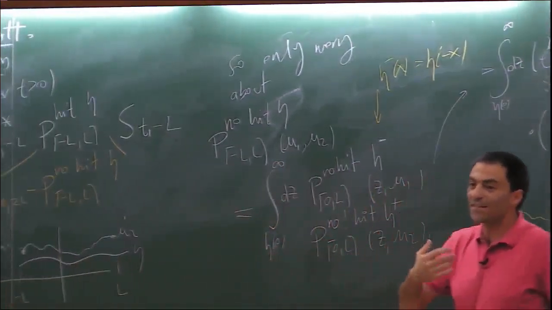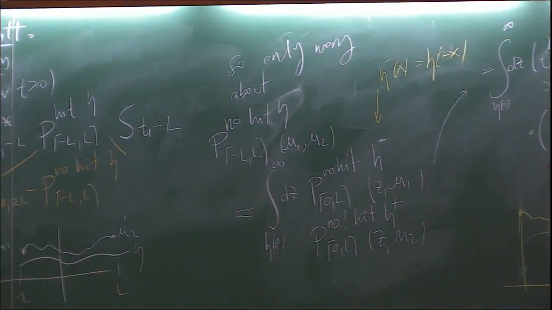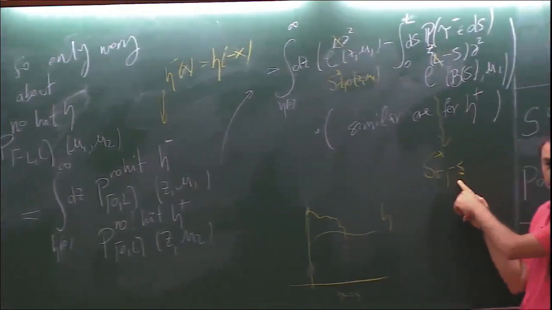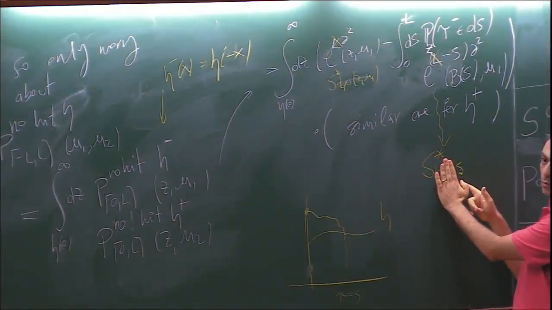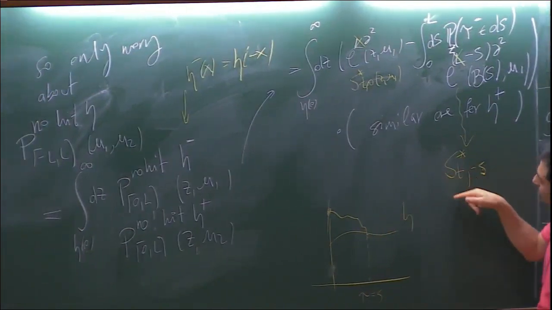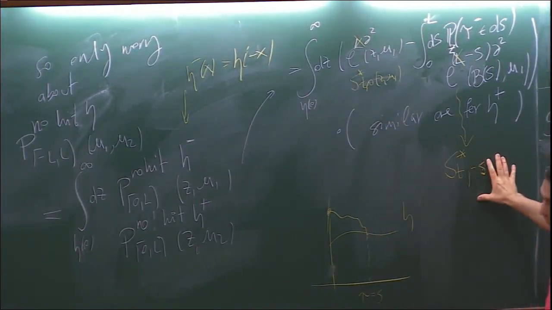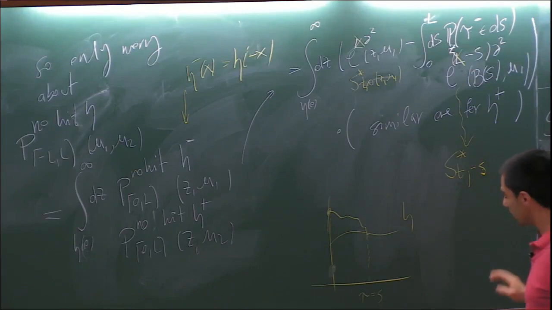But what's making this work is the fact that I have this ST here. Because you see here I have ST of minus S. If this was 0, this would be a backwards heat kernel and it would not make sense. But thanks to the fact that I have that third derivative, this is completely legal.